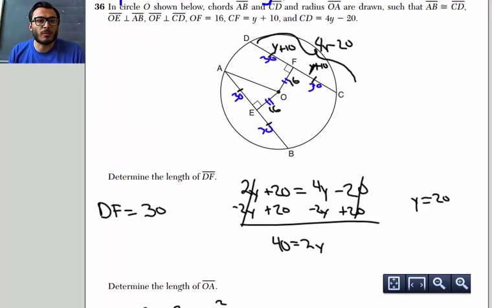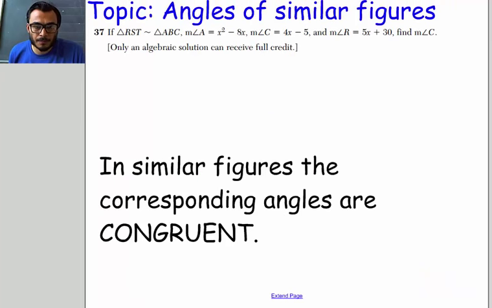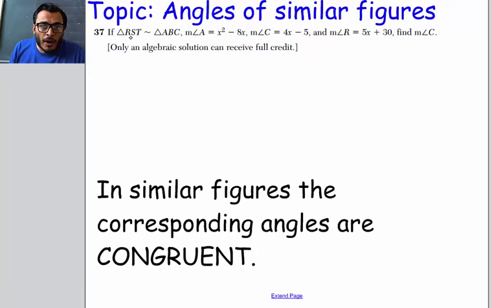All right, let's move on to number 37. So for number 37, you need to know that in similar figures, the corresponding angles are congruent. So it says here that RST is similar to ABC. So what do I know from that? Well, from that, I know that angle C is equal to angle T. I know that angle B is equal to angle S, and I know that angle A is equal to angle R.